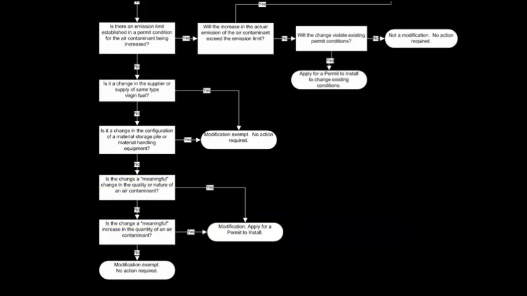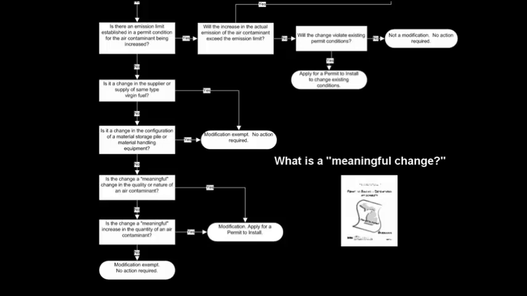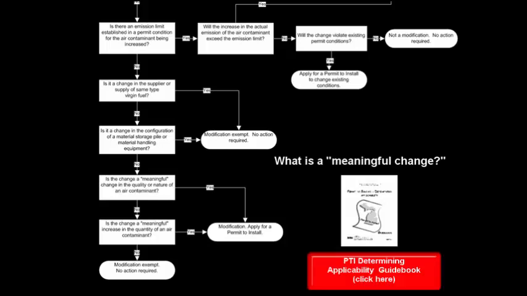Now, determining what a meaningful change is can get a little tricky. So if you plan to modify an existing emission unit or process, a source of emissions, I recommend you review the discussion of meaningful change and how to determine whether a change is meaningful. That's contained in the Determining Applicability Guidebook, which can be accessed by clicking on the link shown on your screen. The guidebook contains a lot of good examples and sample calculations, so I recommend you check it out.